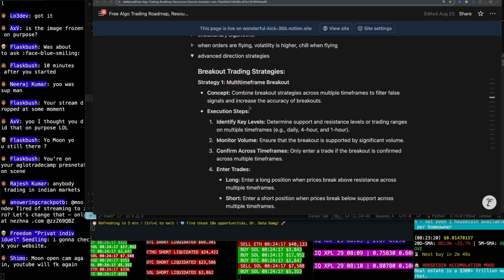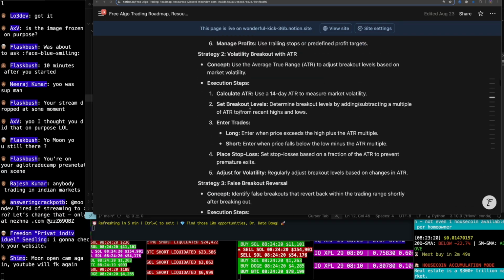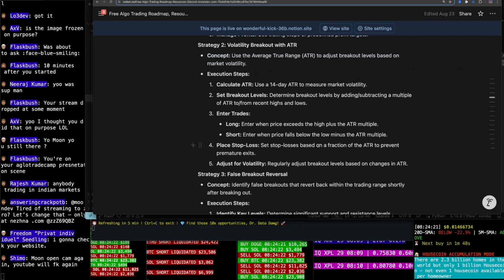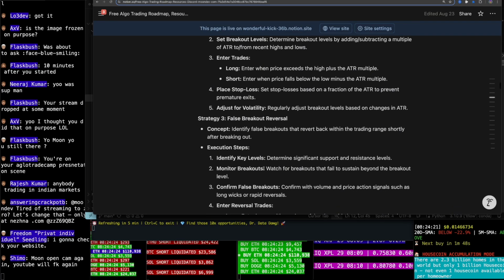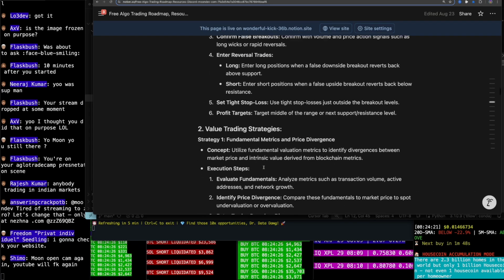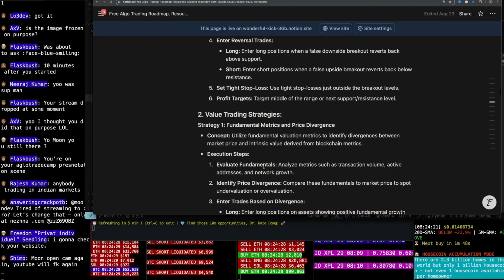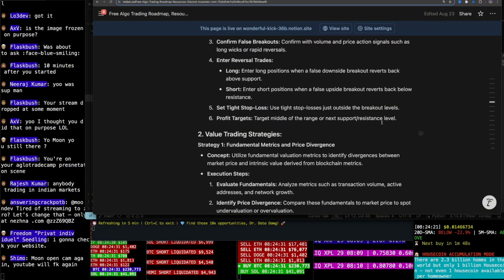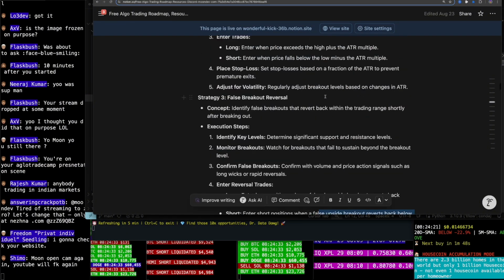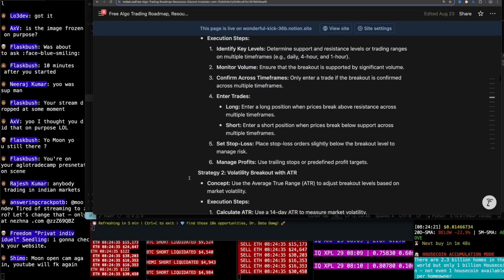So multi-time frame breakout, not that one. Volatility breakout with ATR, we should try that one. False breakout reversal, we should try that one. Fundamental metrics and price divergence, maybe not that one, as we have open, high, low, close, volume data. Okay, let's start with these two.